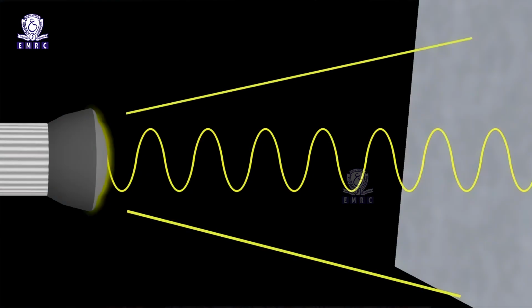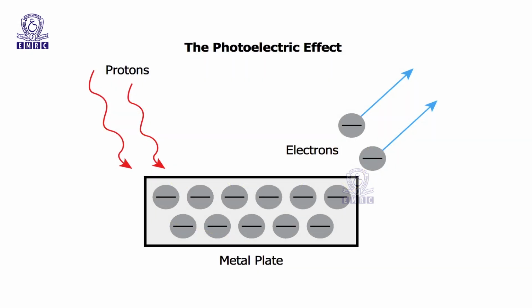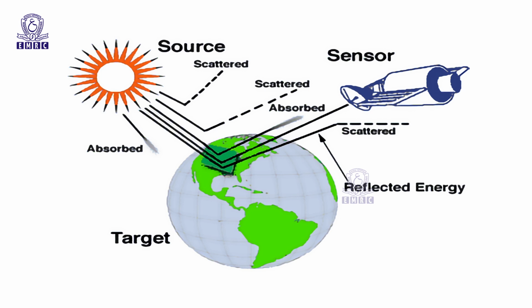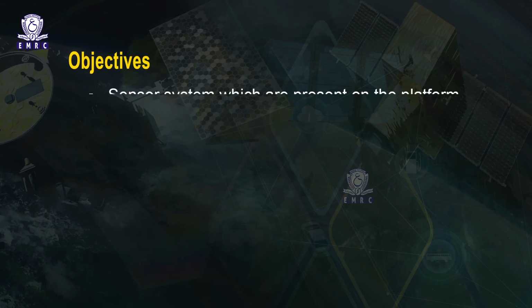On the basis of the photoelectric effect, when a light sensitive material is subjected to a beam of photons, electrical energy is released and this energy is proportional to the amount of incoming radiation. A sensor thus provides a means of measuring radiation. This basic mode of operation is common to each of the sensors considered here. In this chapter, we will discuss the sensor systems which are present on the platform.